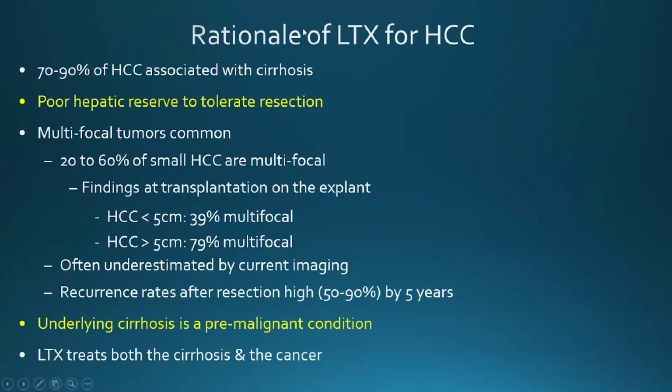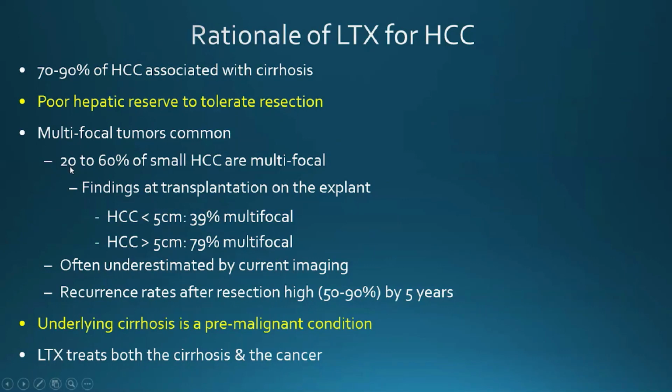So now, the rationale for liver transplant, on the other hand, for hepatocellular carcinoma is that 70 to 90% of HCCs are associated with cirrhosis, so we pretty much treat cirrhosis at the same time that we take the tumor out. And these patients have poor hepatic reserve to tolerate resection, but by taking the tumor liver out and putting the new liver in, transplantation is more effective.